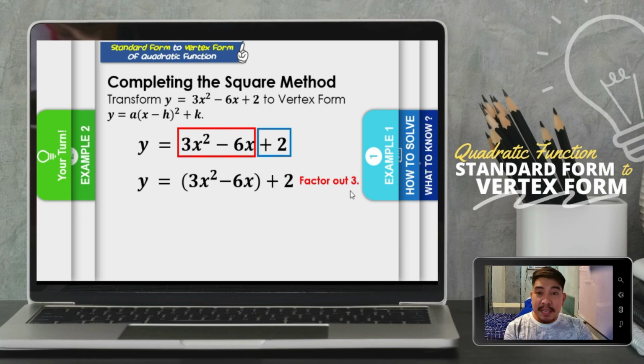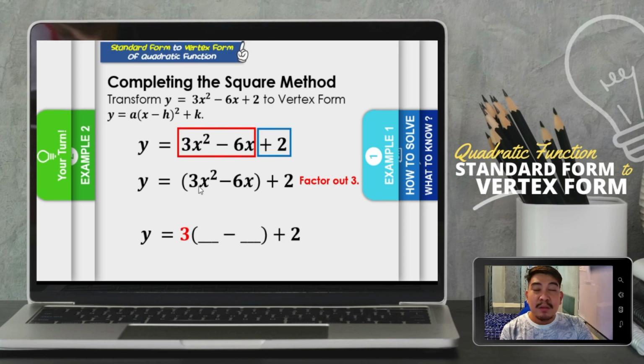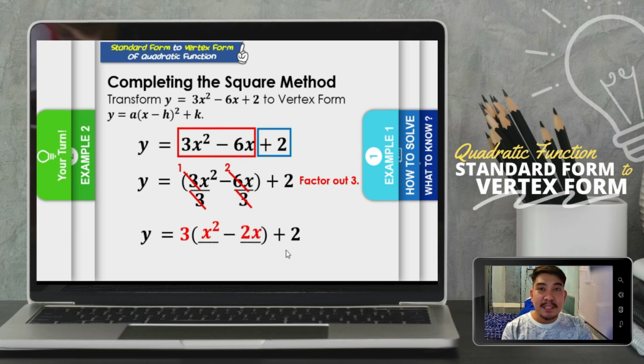Then we need to factor out 3. Since we are going to factor out 3, what will be the terms inside the parentheses? So for us to get the terms inside the parentheses, we will be dividing the original expression 3x squared minus 6x by the value of a. Okay? So simplifying this one, this will just be equal to 1. So therefore, the first term inside the parentheses is x squared. Next, 6 divided by 3 will give us 2. So therefore, we now have minus 2x, then plus 2.